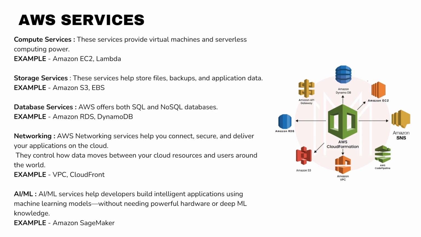And then finally, AI and ML. These services help developers build intelligent applications using machine learning models without needing powerful hardware or deep ML knowledge. An example is Amazon SageMaker. It gives everything in one place: datasets, notebooks, training environments, and deployment options.